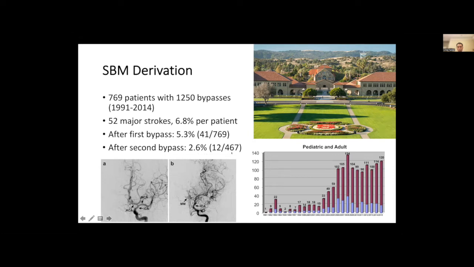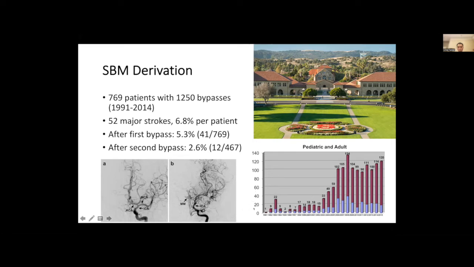So this is saying not all patients have bilateral bypasses. You can see the majority of them did: 467 out of 769 had bilateral bypasses. That means there is still about 30% of them who have a unilateral bypass only.